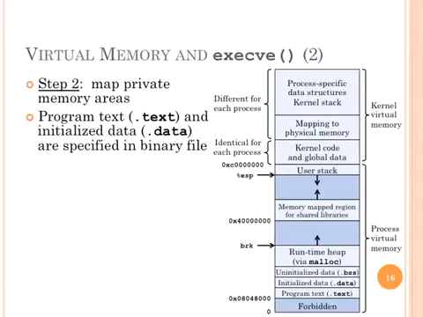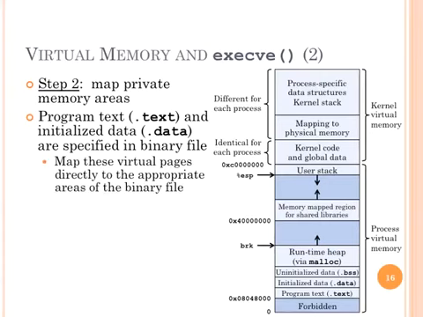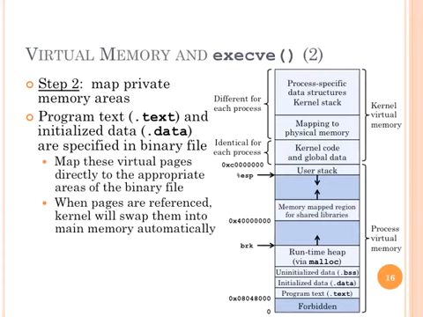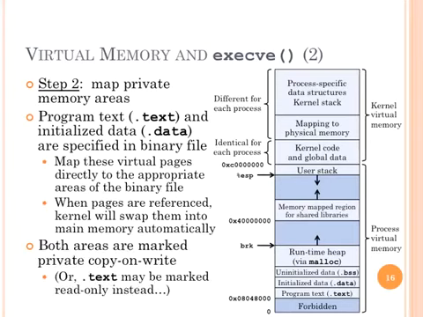Okay, so the initialized data and the program text come from the file. So clearly we set up memory mappings to those parts of the file. And then when they're referenced, like we talked about before, the kernel will start swapping them in automatically. And like I said, you can mark that just private read only if it's something you should never be allowed to change. Things like constants are a really good example of this as well, but program text definitely.